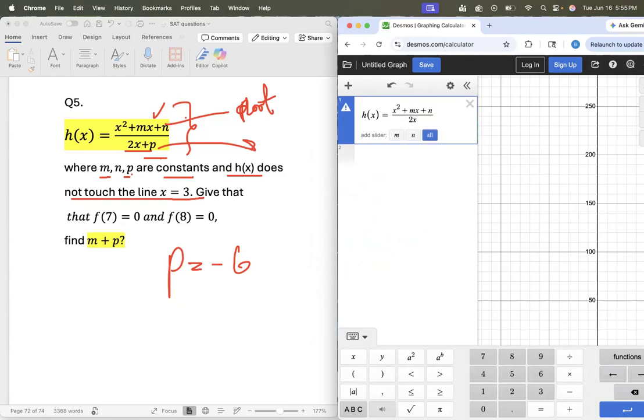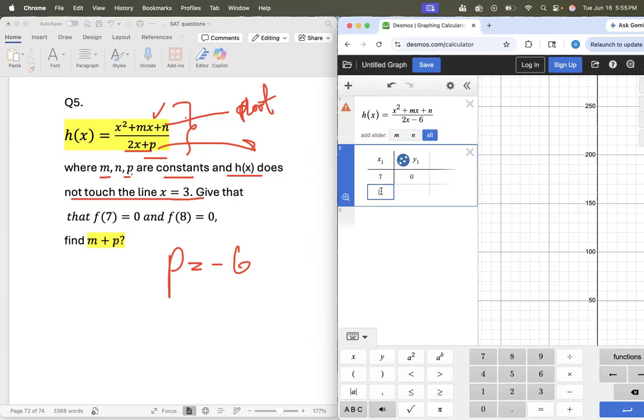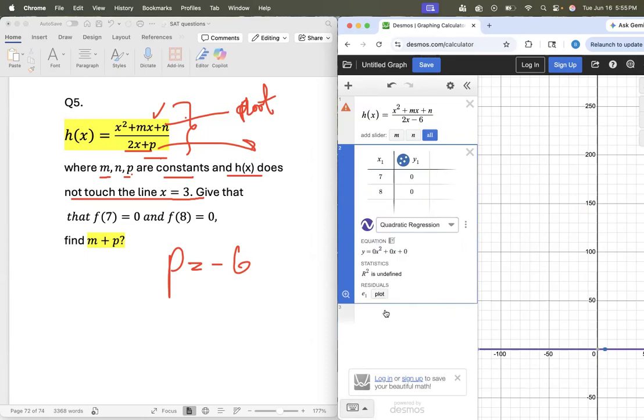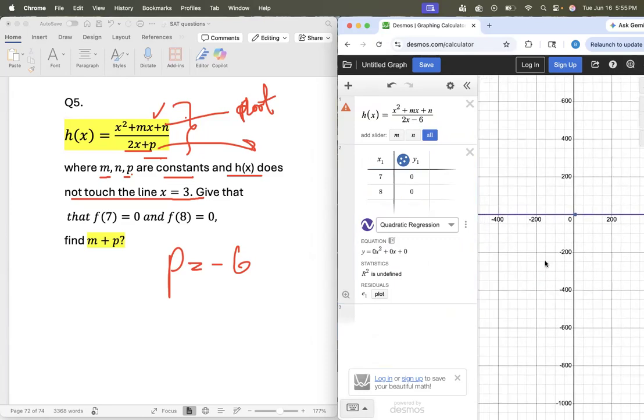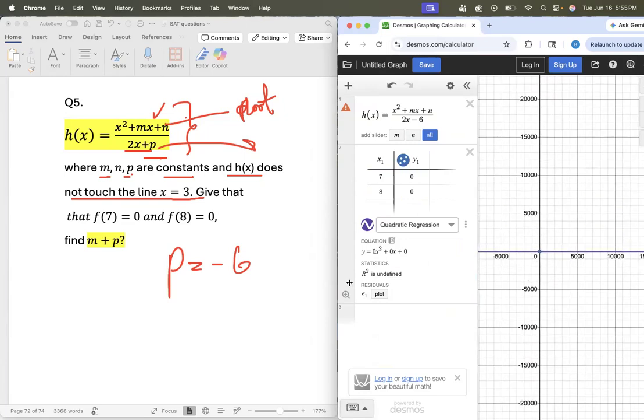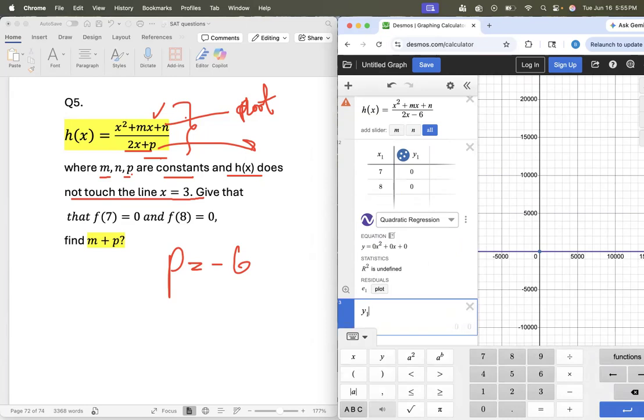But I know what p is. I put -6 right here. Now, I have my points. I said 7, 0, 8, 0, and I plot it. And I said, this is a quadratic regression. Fine. How can I find my graph? I don't know my graph. You see, it's laying down here. How can I find my graph? Is to regress it. So this y1, regress it to h of x.